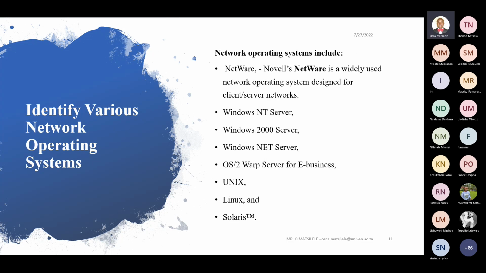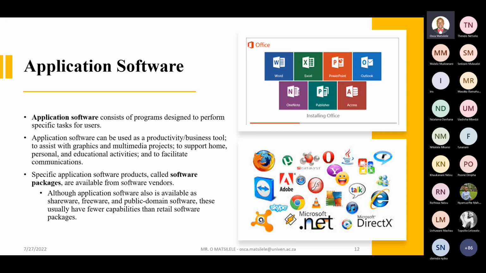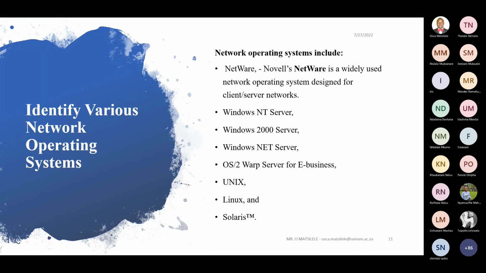So the network operating systems, these are the ones that are being used in the server room. So we have Windows NT Server, Windows 2000 Server, Windows .NET Server. These ones are used on the server. OS/2 Warp Server for e-Business, Unix, Linux, and Solaris. All those ones are examples of network operating systems.